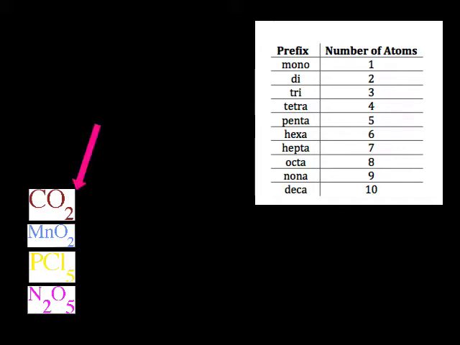So this first one, CO2, we call carbon dioxide. The dioxide, di, because there are two oxygens. There's no mono in front of carbon because if there's ever only one atom of the first element, then we drop the mono. Carbon dioxide.